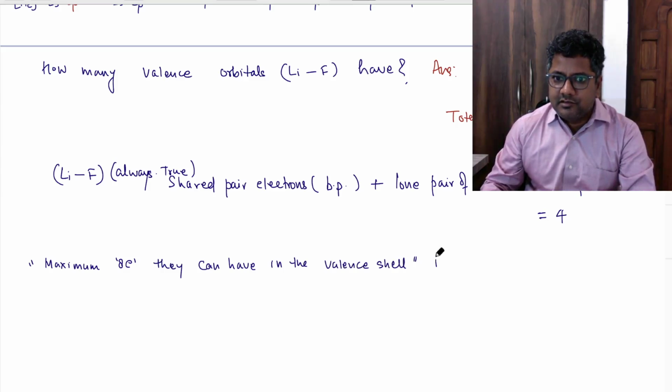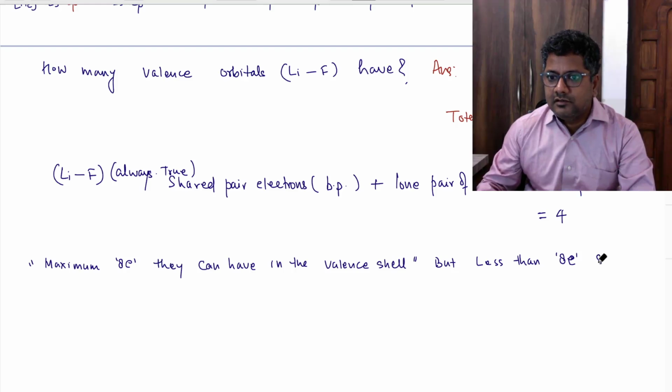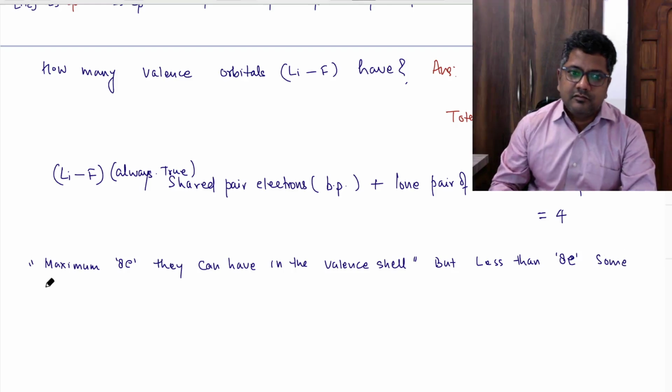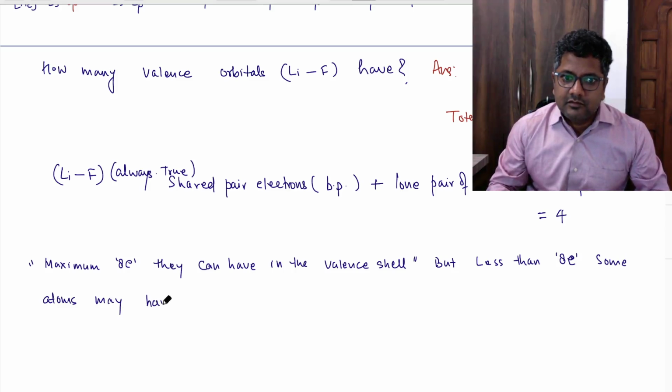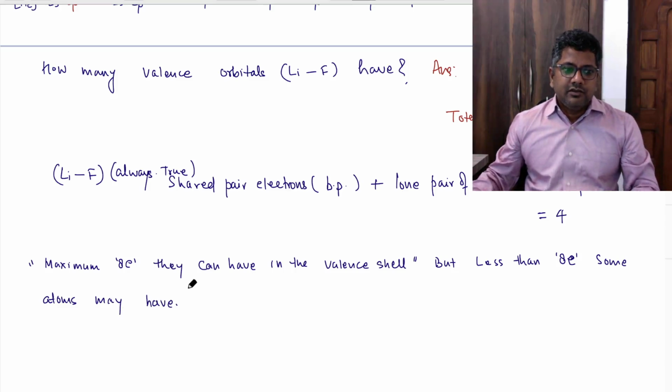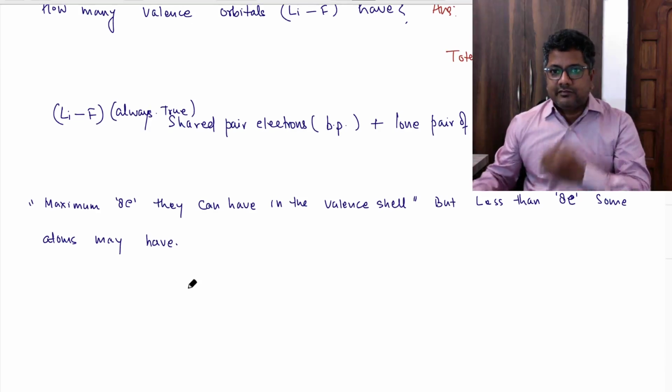But less than 8 electrons some atoms may have. Right? For example, if you... and one more thing.